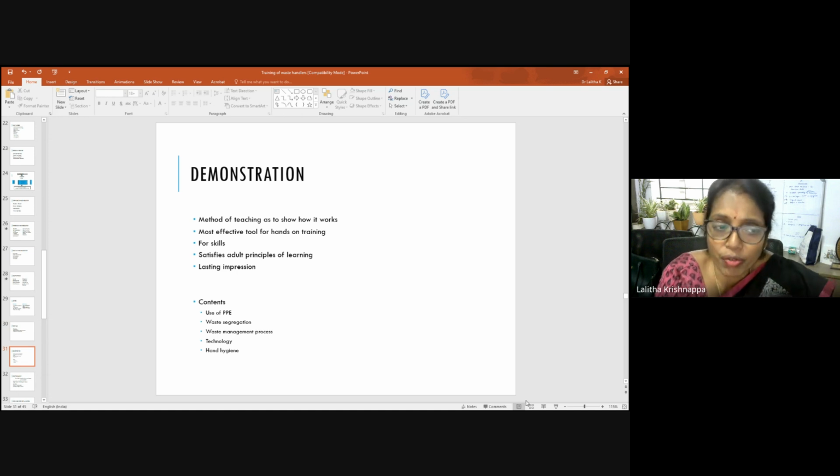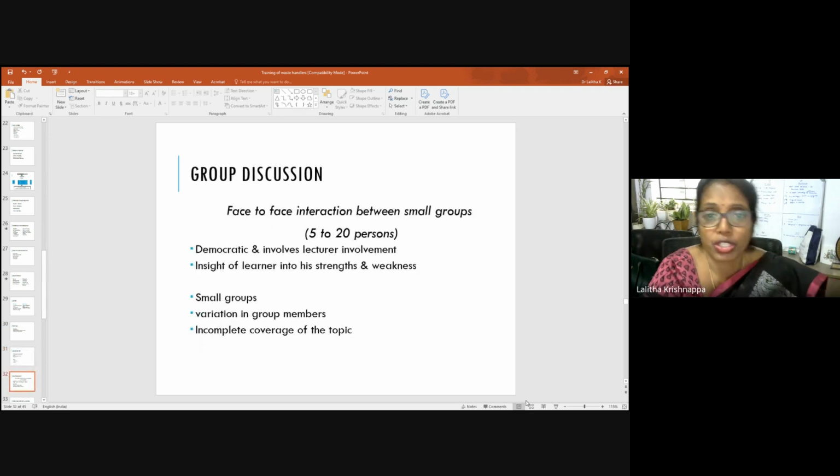So, especially for waste handlers, the topics you can choose are many, but the most important ones are like how to use PPE, how to do hand hygiene and when to do hand hygiene. Steps you can teach them by demonstration and ask them to follow. Waste segregation or technology use, how to operate an autoclave. Okay, all these things can be a component of your demonstration.